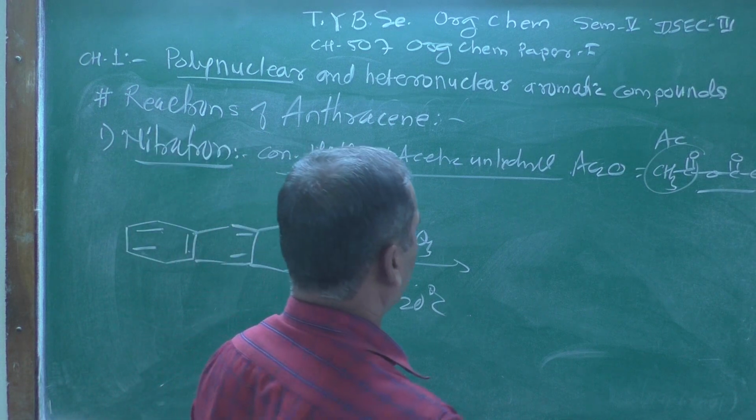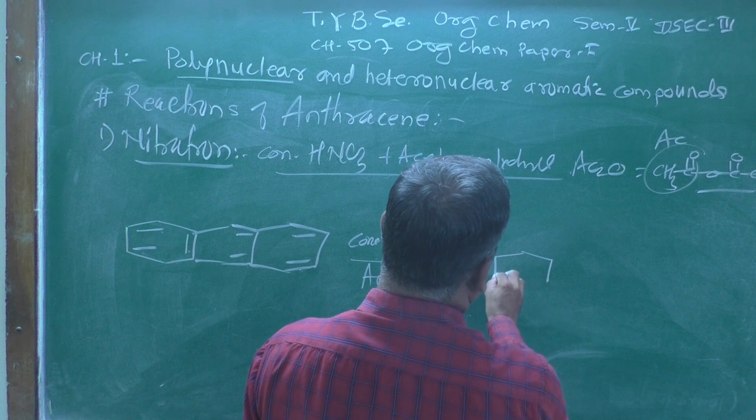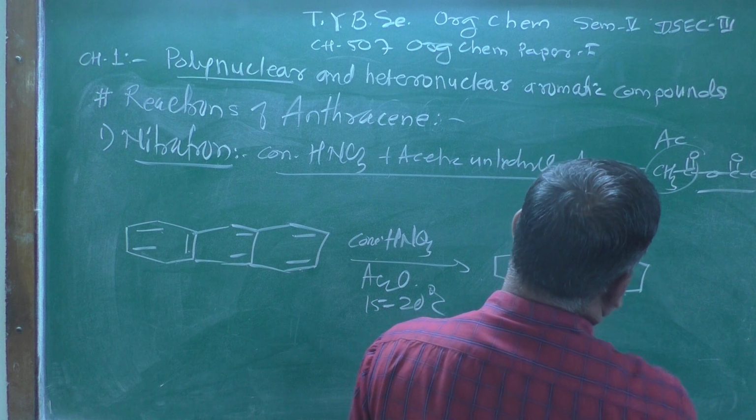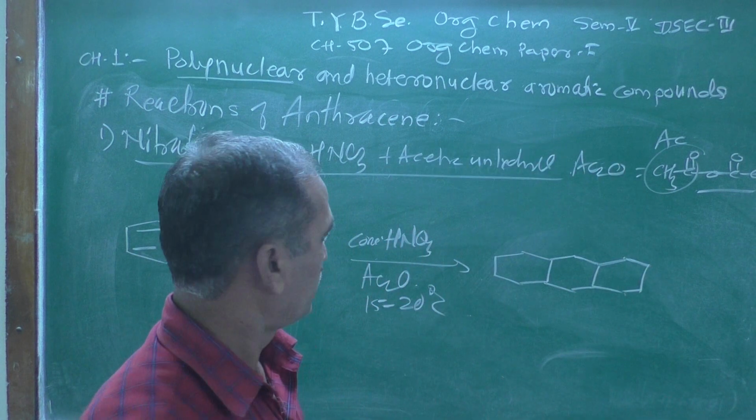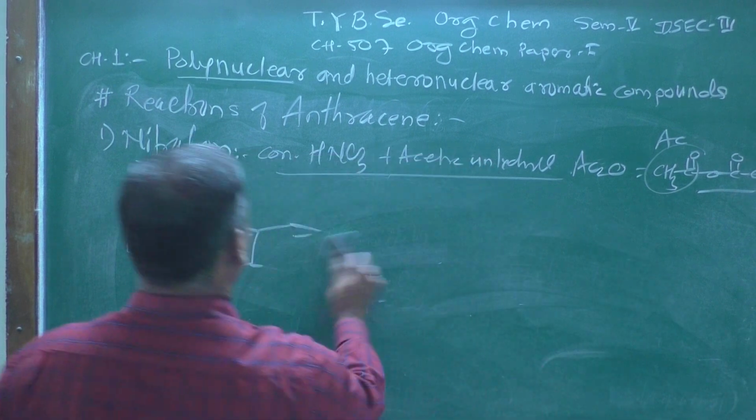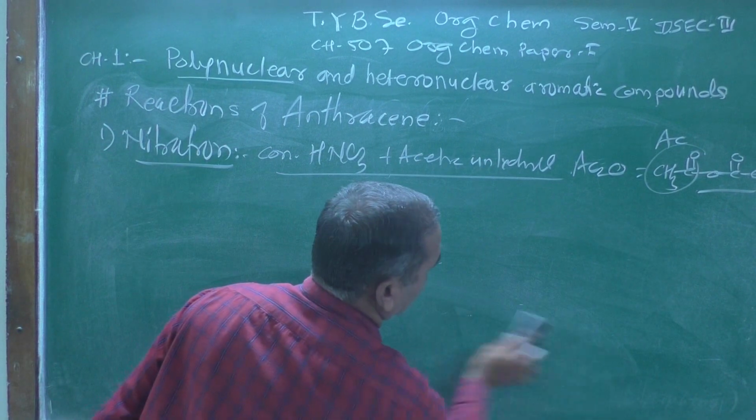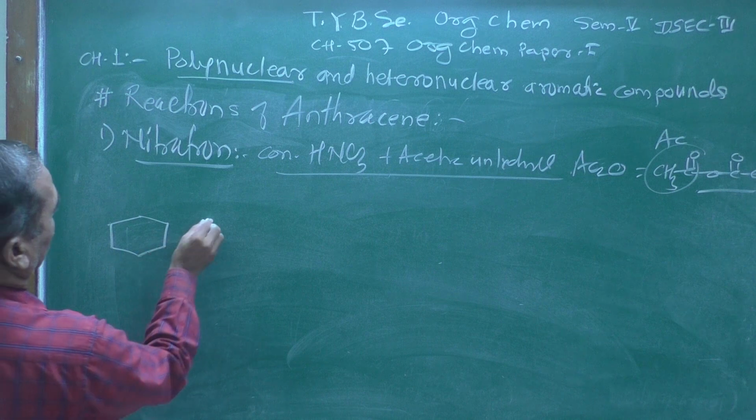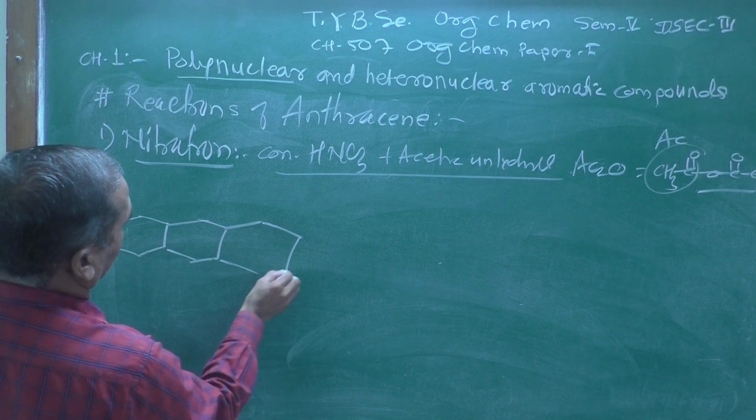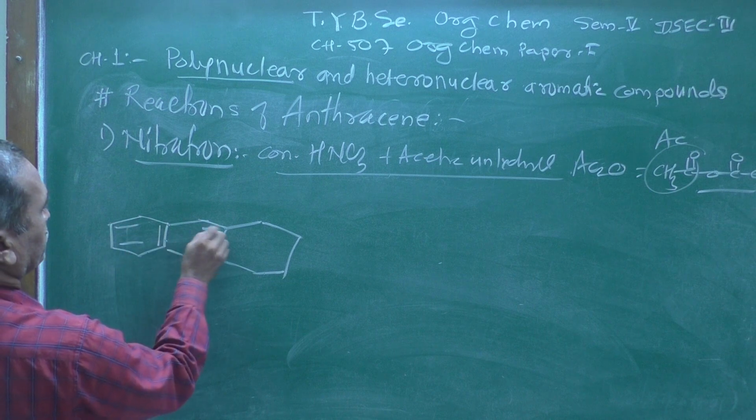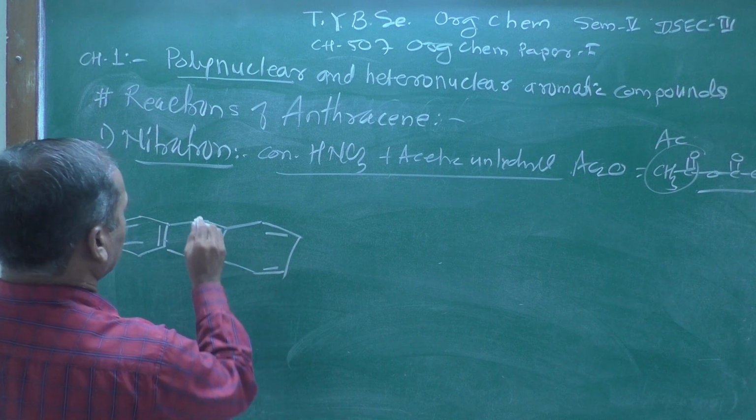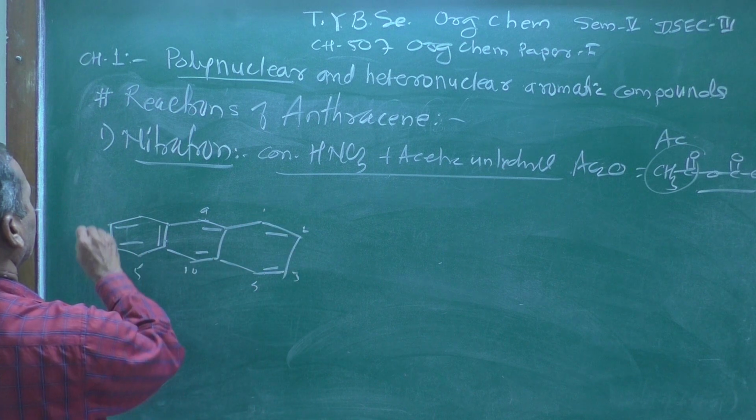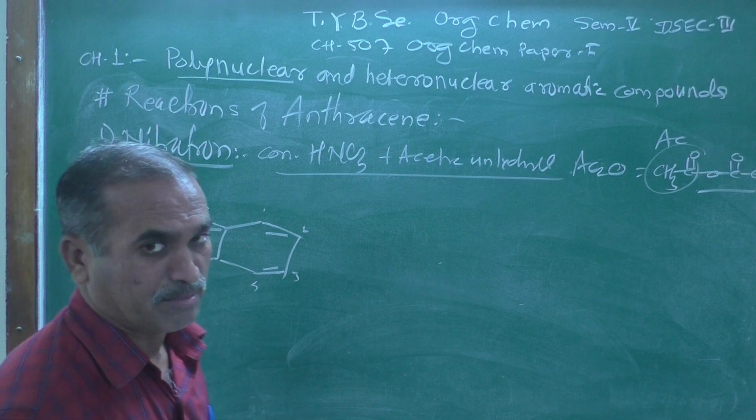The reaction takes place and the product is generally obtained as a mixture. Let me show that properly so that we can see it clearly. Here I am showing anthracene, three rings like this with double bonds, and the middle one is positions 9 and 10. The numbering system is 1, 2, 3, 4, 5, 6, 7, 8, 9 and 10.